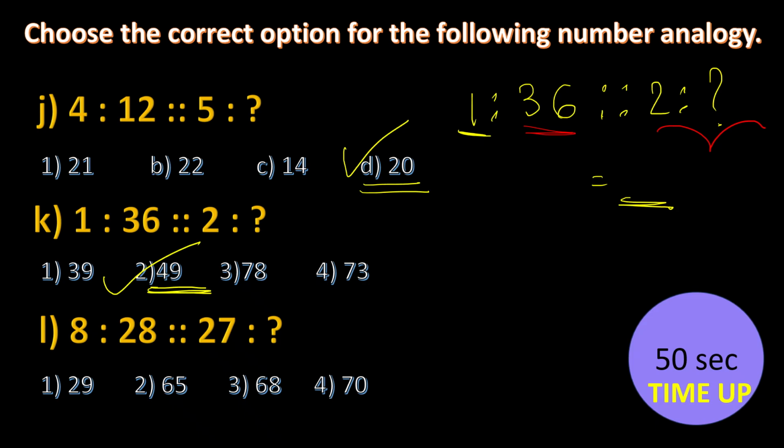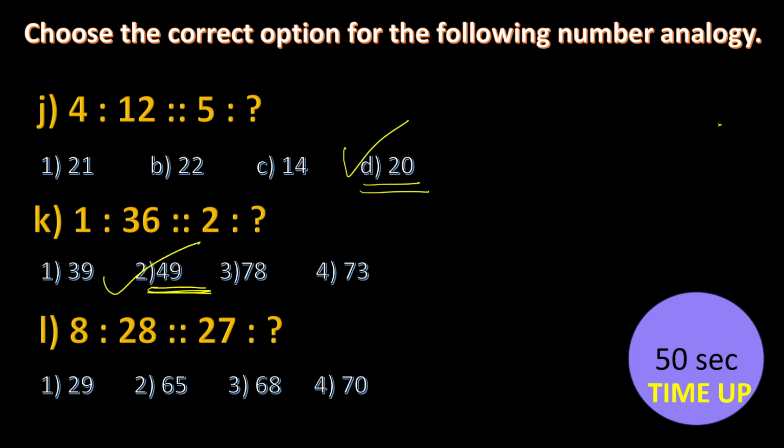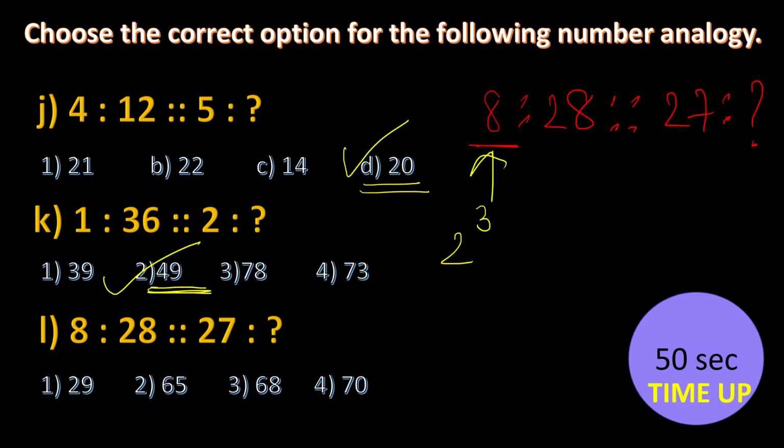So next one is 8 is to 28. Okay. So 8 is to 28 is there. Then 27. It should directly strike your mind that 8 is 2 cube. Correct? 8 is there, 28 is there. Then you have 27 and question mark. So 8 when you see, okay, 8 is 2 cube. 2 cube is 8. Then next one is 28. But 3 cube, if you remember, 3 cube is 27 plus 1 will give you 28.